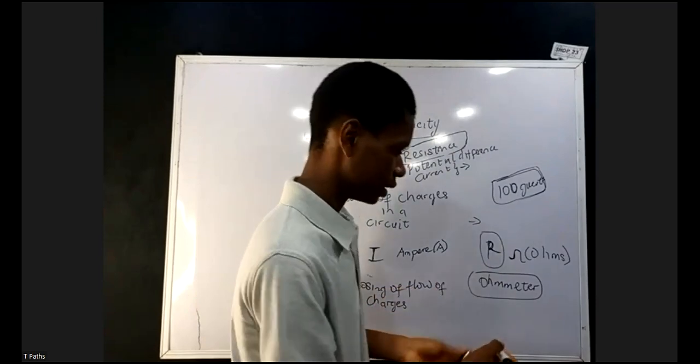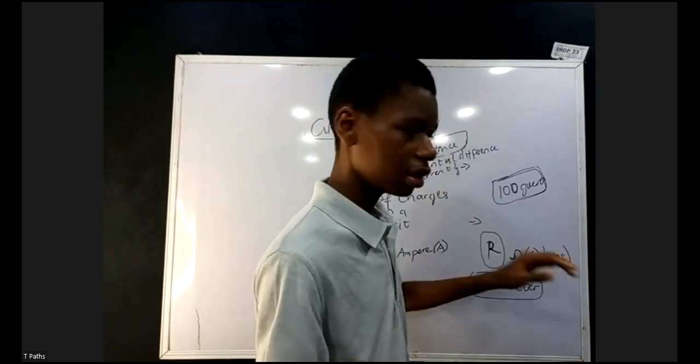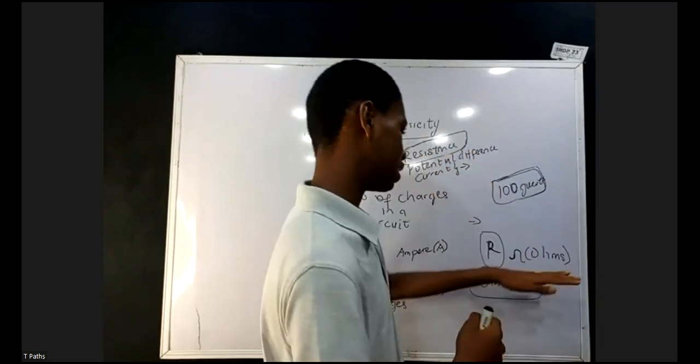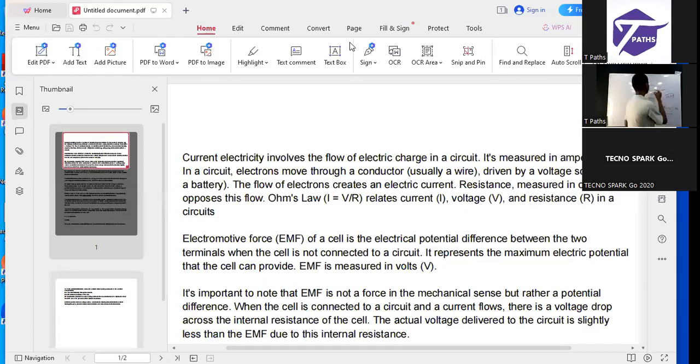So that's resistance. It is measured in ohms. Remember, we are working with keywords. It is measured in ohms, and it is represented with an uppercase R this way. Now, the next thing is potential difference. What is potential difference?